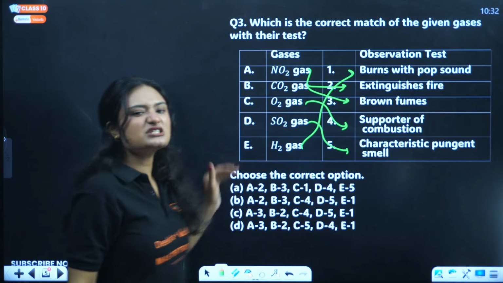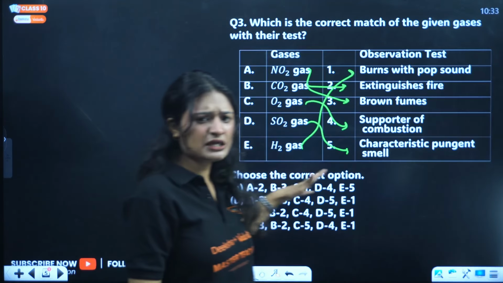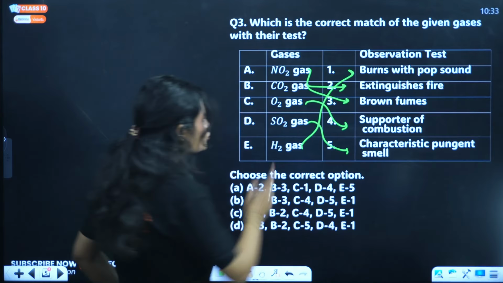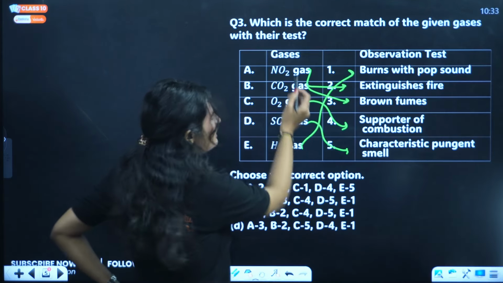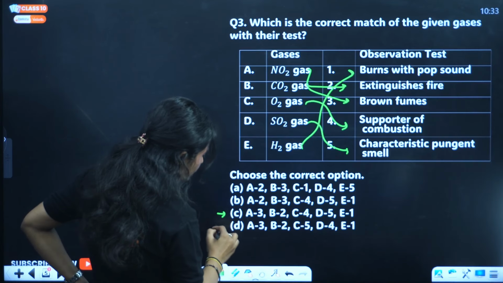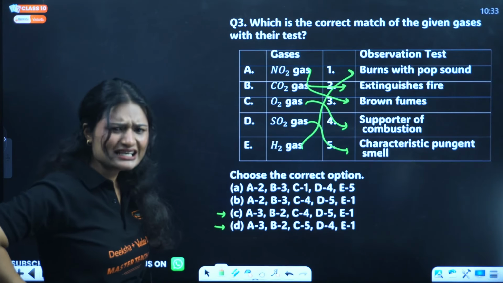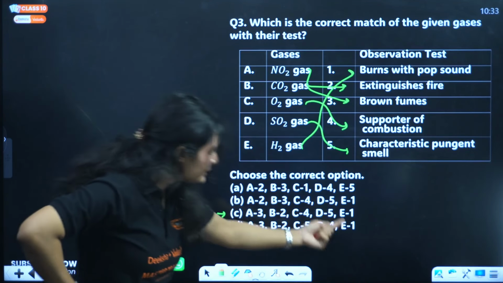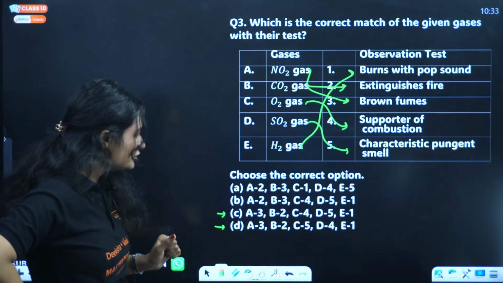So when you are approaching these types of questions, you know all the answers, right? But if you do not know the answer to some of them, look for the one that you know. For example, NO2 gives brown fumes, so A gives 3. So that means it will be either C or D. Now let's see. B is also the same for them, so you can't differentiate on B. E is also the same for them. You can't differentiate on the basis of E also.